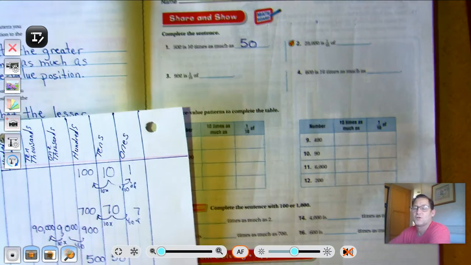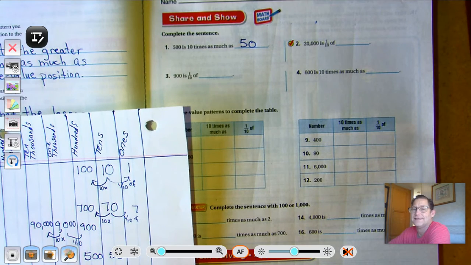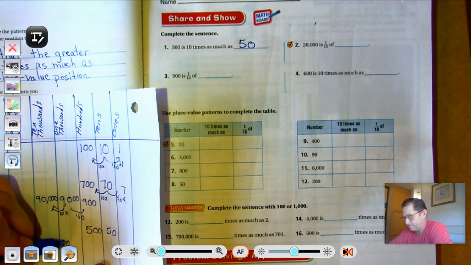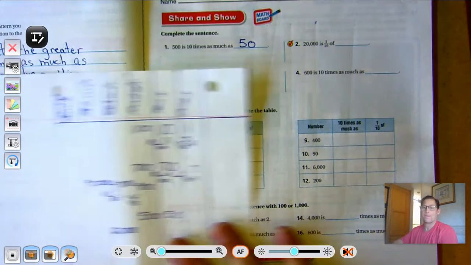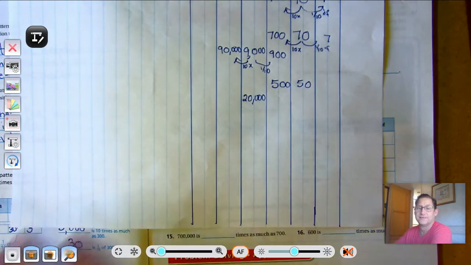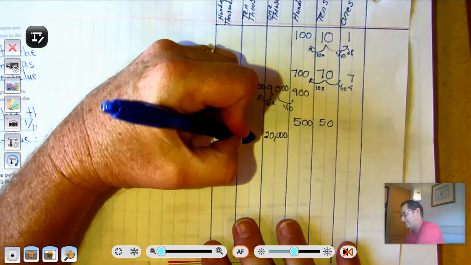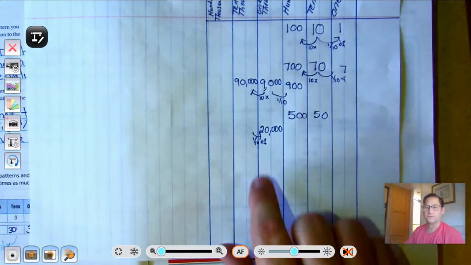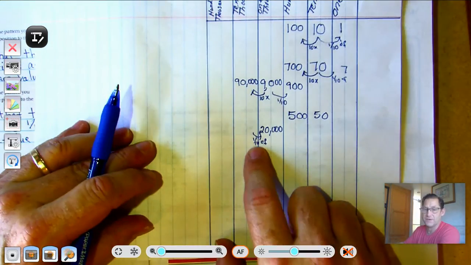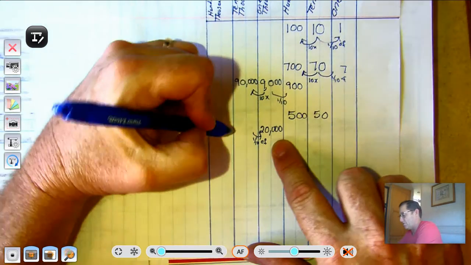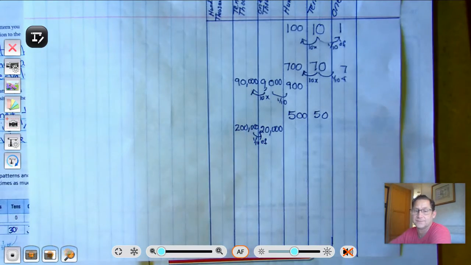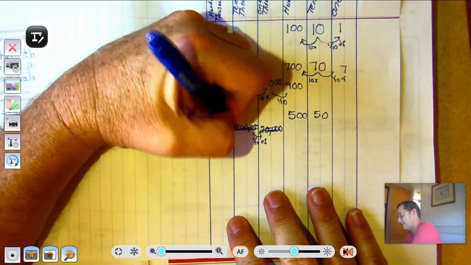Number two, 20,000 is 1/10 of what? So remember, to take 1/10 of something, that means we went to the right. And so 1/10 of 200,000 is 20,000. I wrote that in the wrong place value, guys.